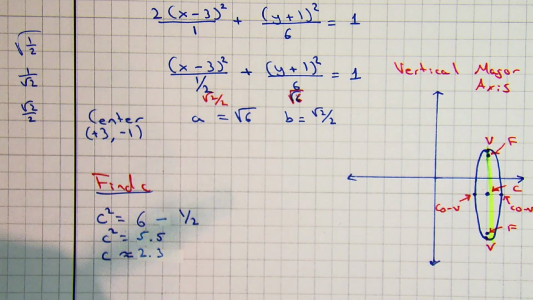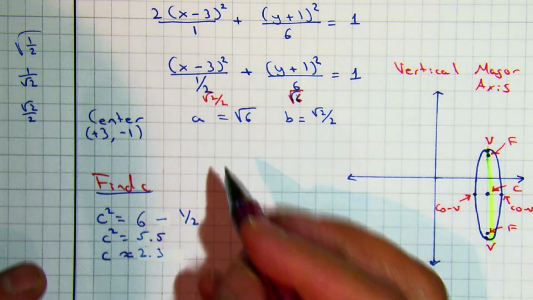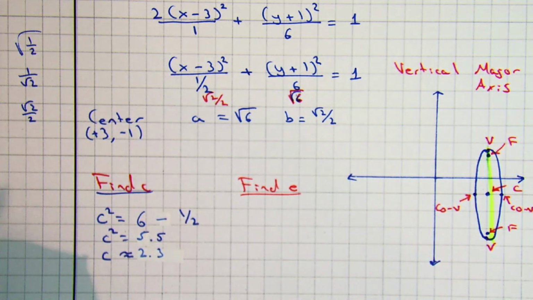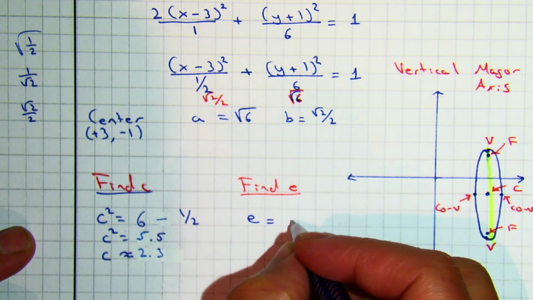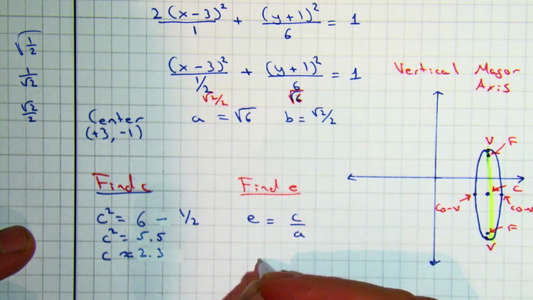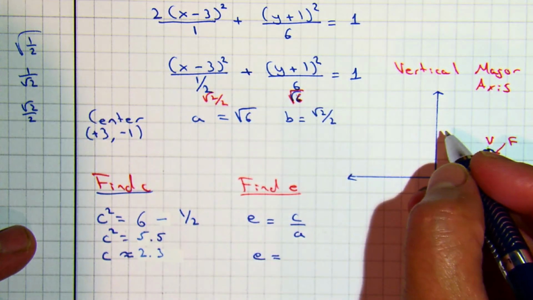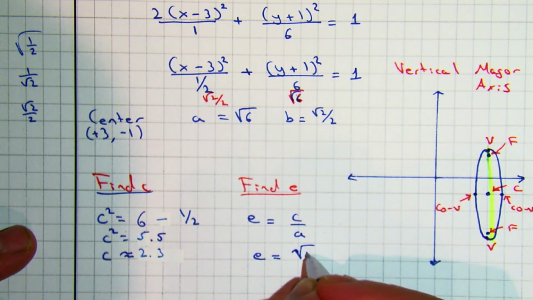The last thing I need to do is find my domain and range and my eccentricity. Let's go and find E. Remember, the value of E for an ellipse should be between 0 and 1. So therefore, E equals C over A. E equals C, which is 2.3, or the square root of 5.5.